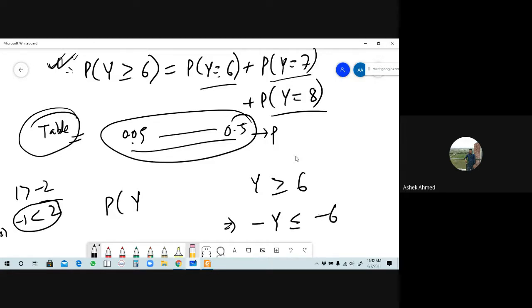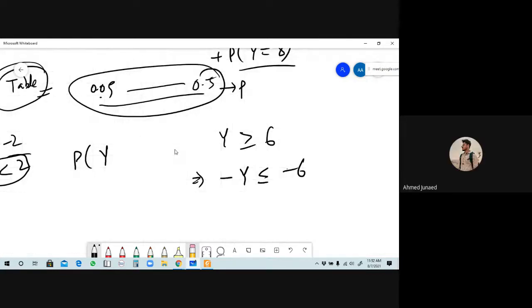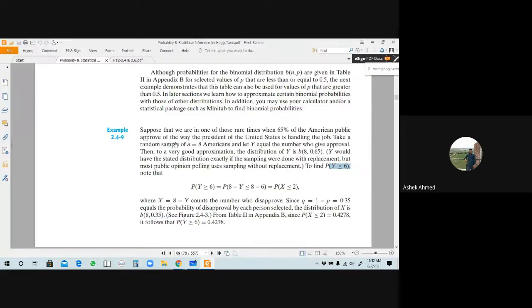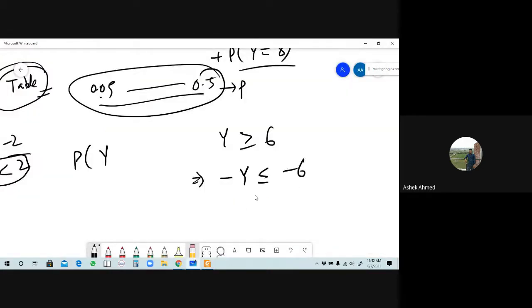Response me. Yes, sir. Okay. But here, tell me the total number of values, the value of n is 8. So now you have to add 8 on both sides, so this will be 8 minus y less than or equal to 8 minus 6. So this will be the probability of 8 minus y less than or equal to 2, is it right? Response me.